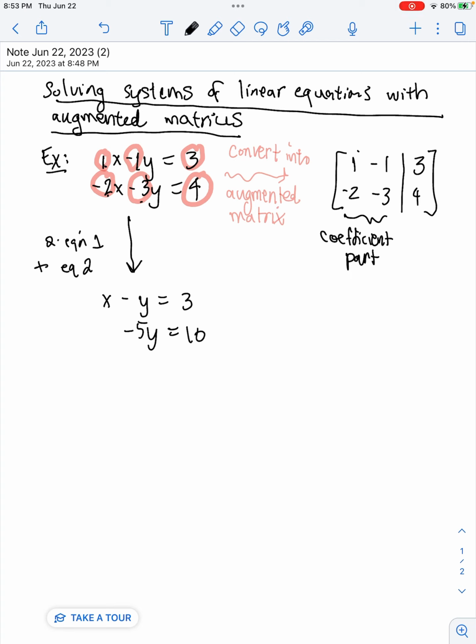And similarly, you can just do the same thing here. You could do 2 times row 1. So equation 1 corresponds to row 1, and then plus row 2, instead of equation 2. And if you do that, you're going to get 1, negative 1, 3, and then you're going to get a 0 here, a negative 5, and a 10. And notice that these equations match up perfectly.